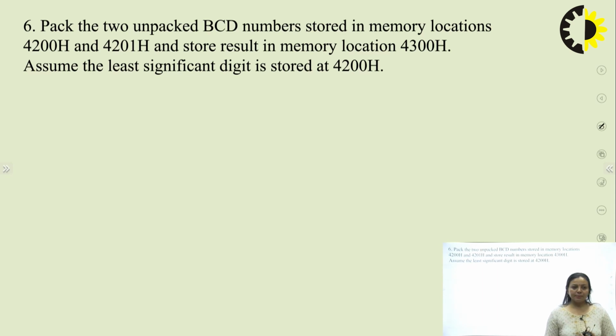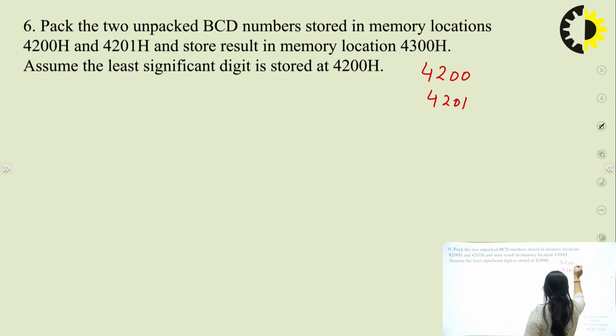So this was about the simple programs where I have to add numbers, exchange numbers, and load a number. Now we'll discuss some concepts, like if I have to pack two unpacked BCD numbers stored at two locations, I have to store the result in another. Now what does unpacking and packing mean? This question says that I have two locations, 4200H and 4201H. At these two locations I have got two unpacked BCD numbers, and at 4300 I have to display the result.